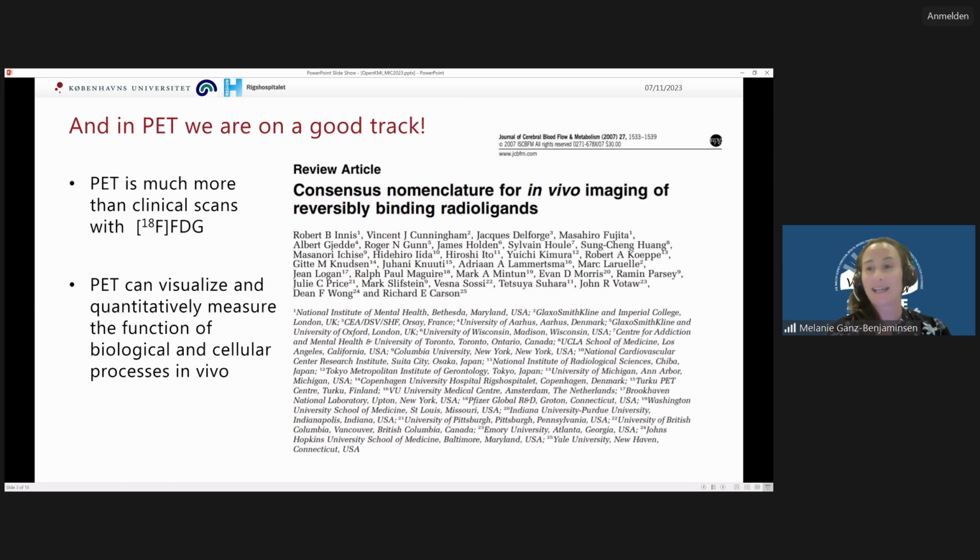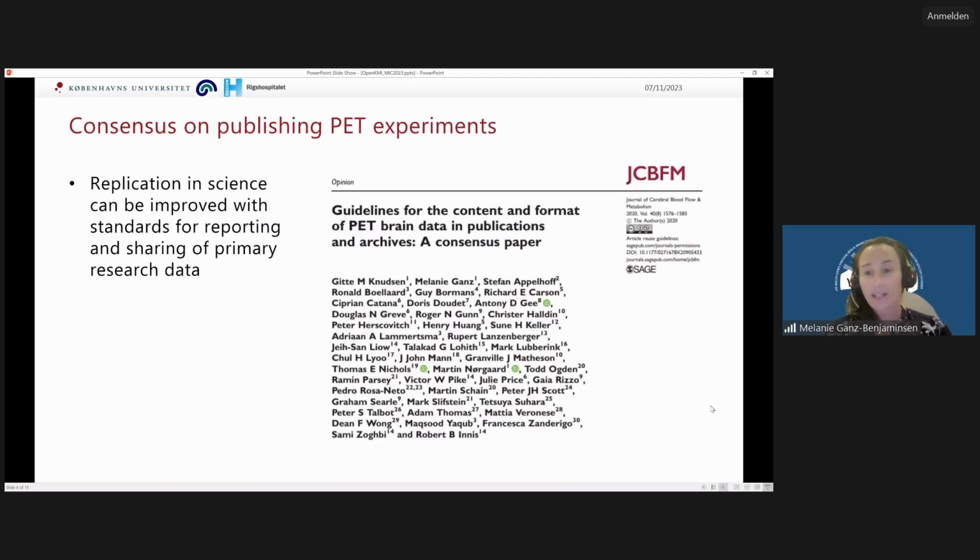And I think actually in PET, we are on a really good track, because PET is, as we know, so much more than clinical scans, and we can visualize and quantitatively measure all kinds of functional biological processes. And already back in 2007, the PET field was at the place where we arrived at a consensus nomenclature. And we continued this way by the guidelines paper that was published back in 2020, where a bunch of experts, I'm sure many of the people in the room were also involved, were actually involved in writing up what should be inside a paper when we publish our PET studies.